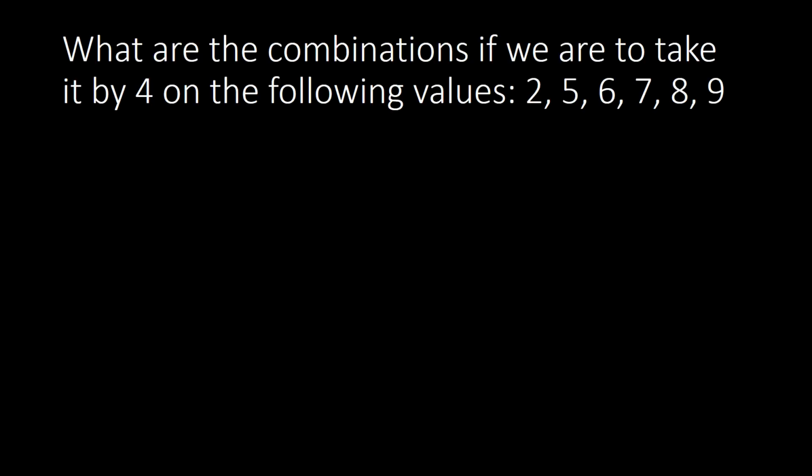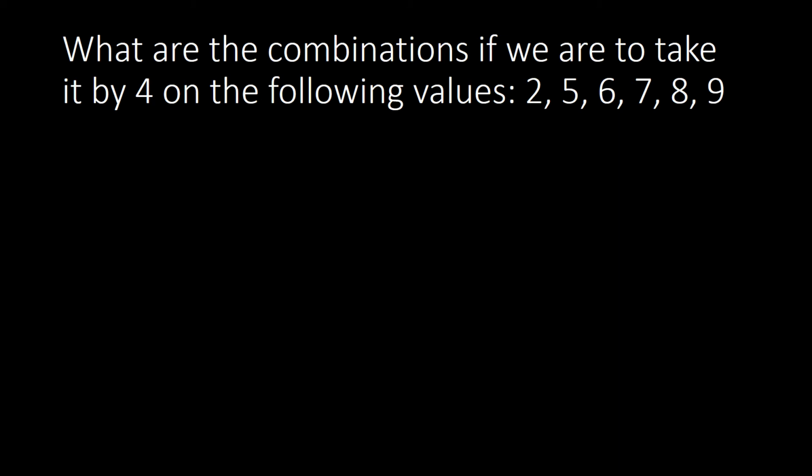This time we are going to discuss how to get the different combinations for the following data. So let's have the first one. What are the combinations if we are to take it by 4 and the following values? So 2, 5, 6, 7, 8, 9. So we are going to form 4 digits out of these values.